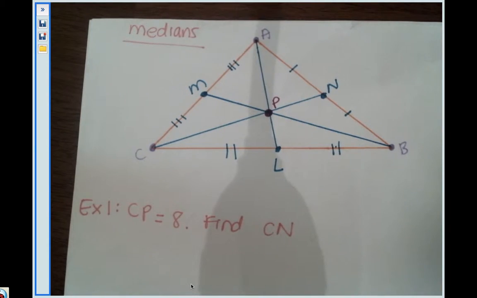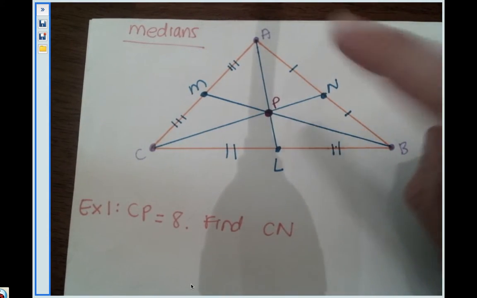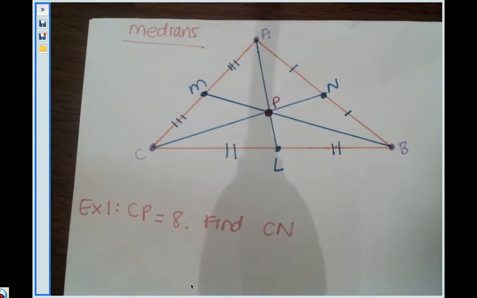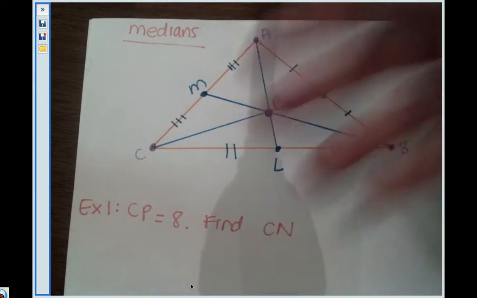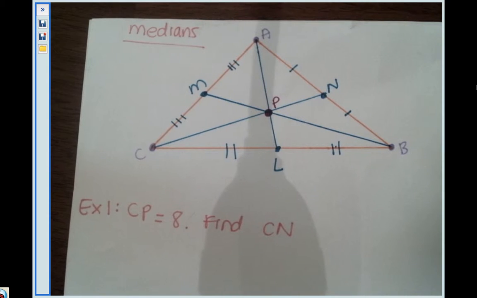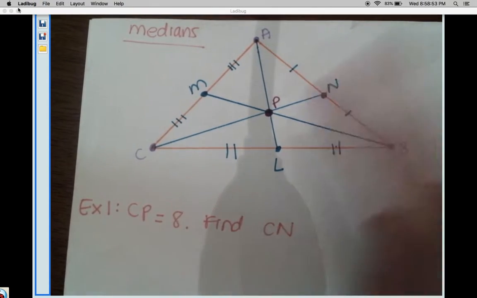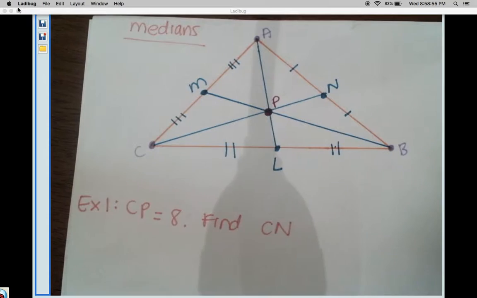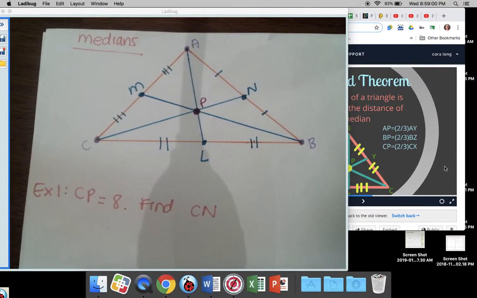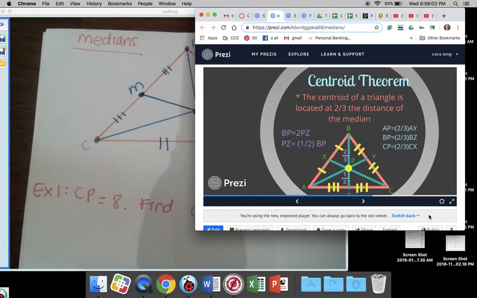We're going to be learning about medians and how we can apply the theorems that we learned about with medians and our point of concurrency, which is called the centroid, how the centroid falls on a median in relation to the triangle. So if we think back to the Prezi video, let's see how the centroid relates to the median of a triangle.